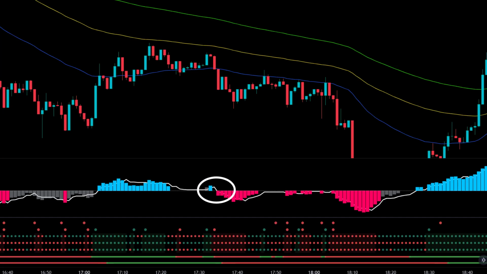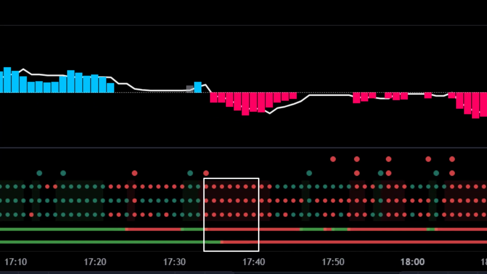Next, we're going to look at the QQE mod indicator. We now want to see a change from a blue to a red bar. This also indicates that selling pressure is increasing. Finally, we now want to see 5 red lines on the trend meter indicator. This is our final confirmation before we can open a sell position.